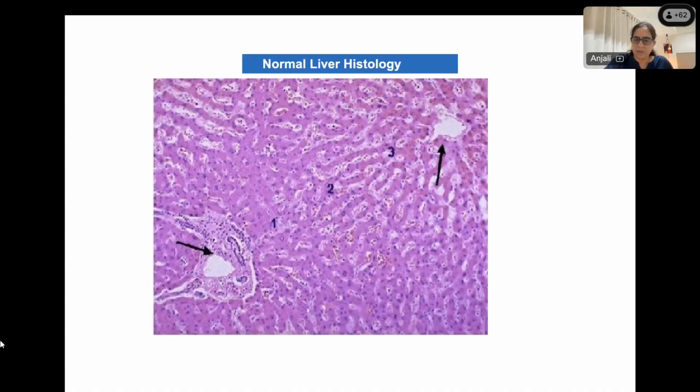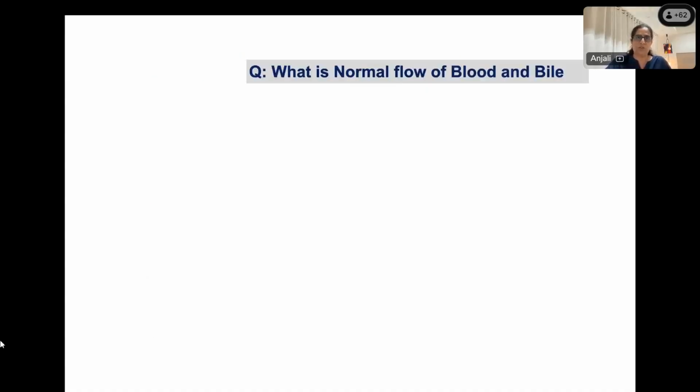Now let us come back to the next question. My next question is, looking at this, what is the normal flow of blood and the normal flow of bile?